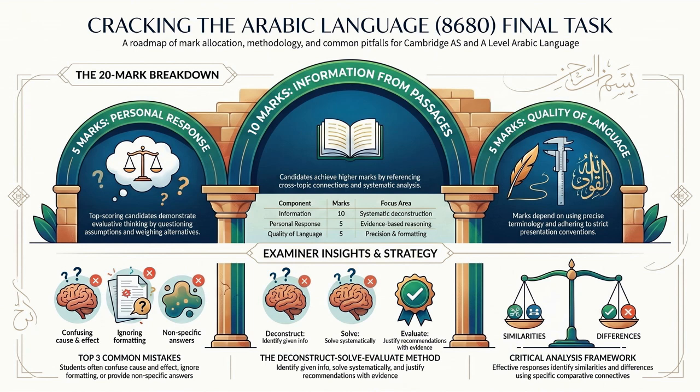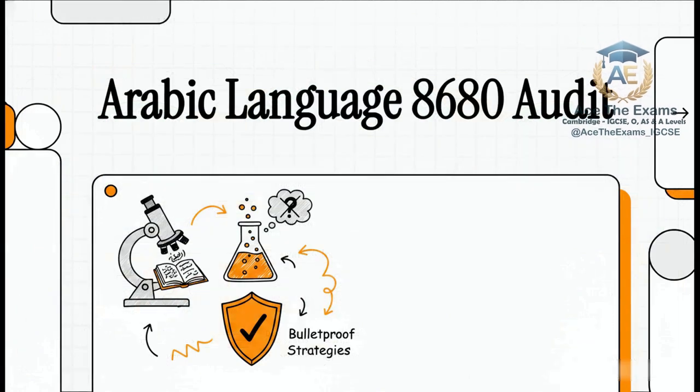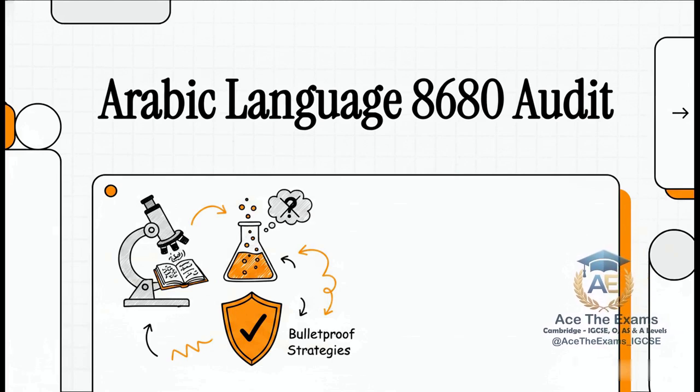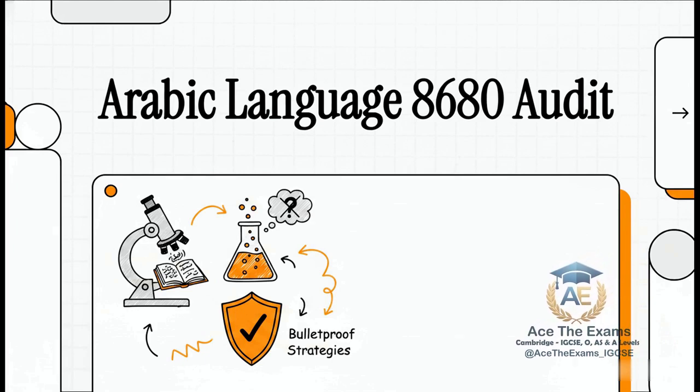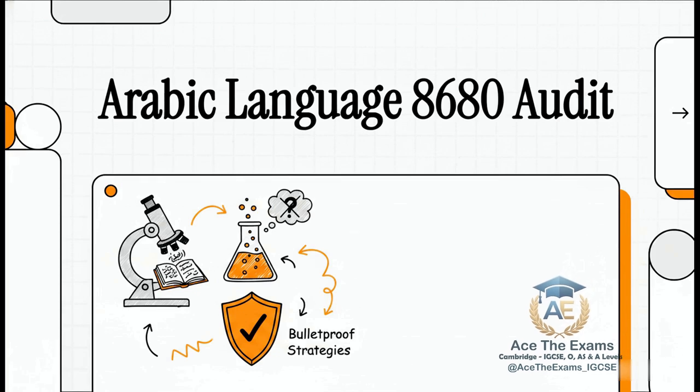Welcome to the Explainer. I am your lead tester, and today we are stepping straight into the laboratory for a really rigorous, high-stakes audit. We are putting the Cambridge AS and A-Level Arabic Language Paper 2 final task right under the microscope. Look, there's just so much terrible advice out there on social media about how to hack your exams, so today we're acting as chief mythbusters.